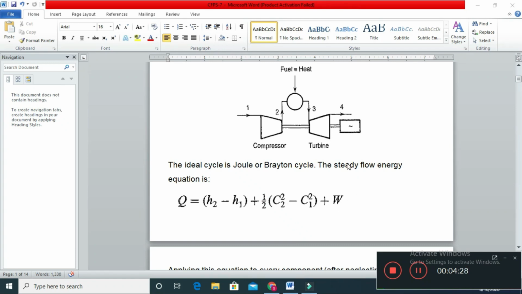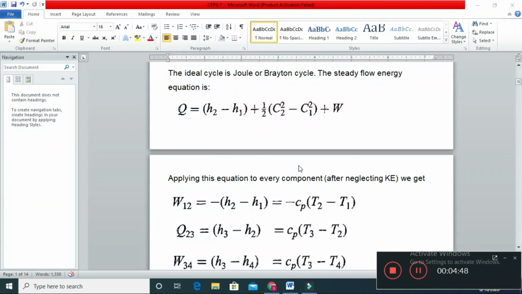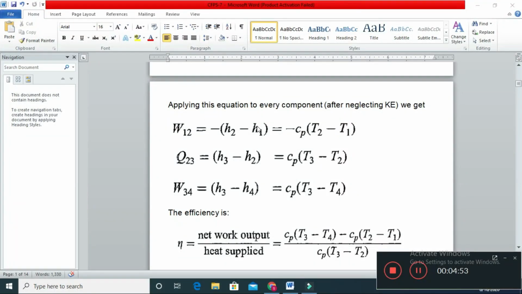So potential energy is always ignored whether we consider actual cycle or ideal cycle. In the ideal cycle, we also ignore the kinetic energy changes. The symbol for velocity in the gas turbine book is C. So we are ignoring the kinetic energy changes. After ignoring, the compression work is simply change in enthalpy. Enthalpy for the ideal gas can be written in terms of temperature.